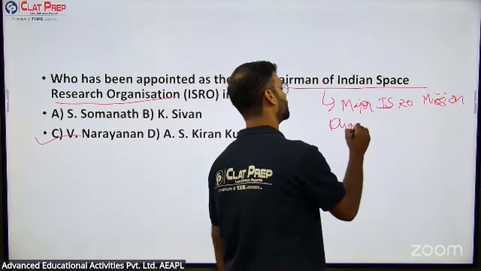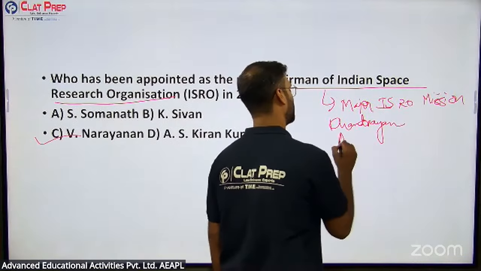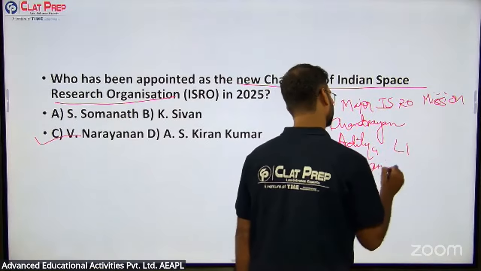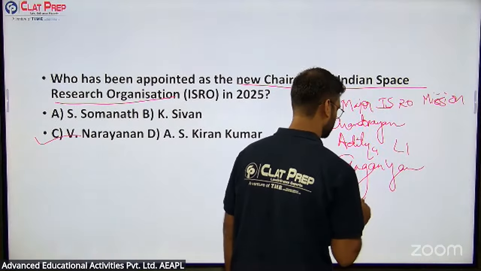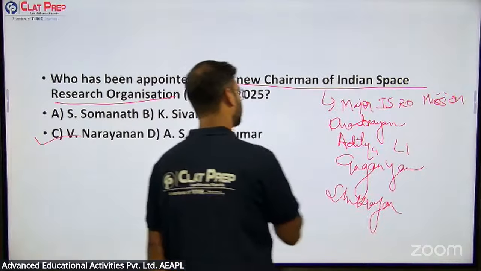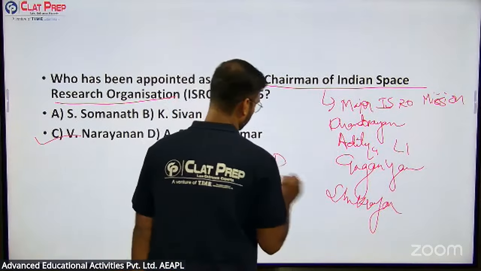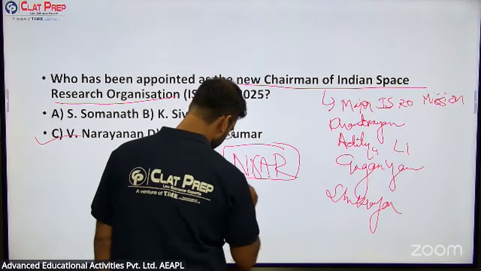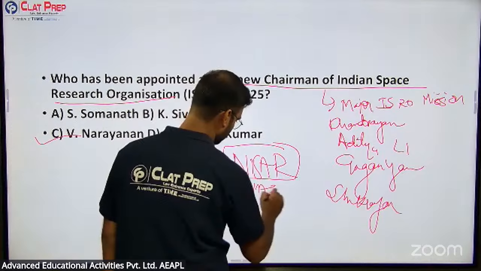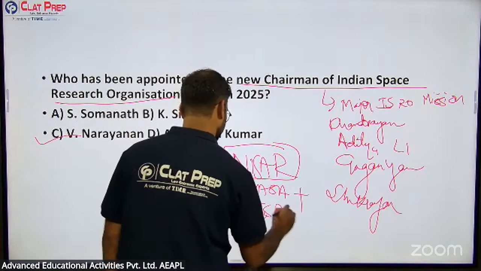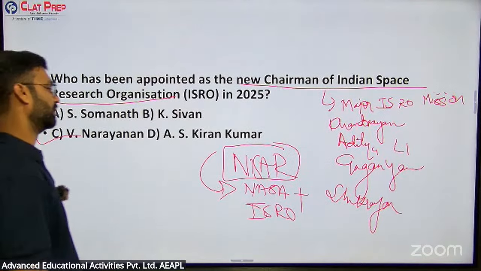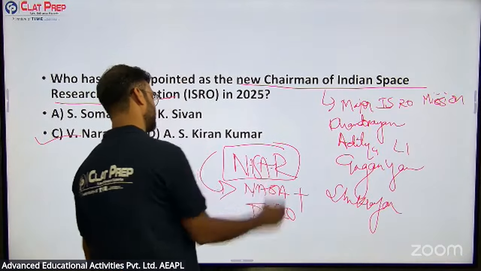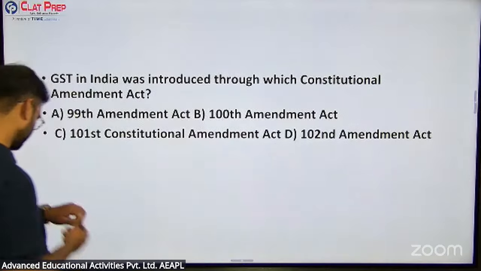So you should read about Chandrayaan, should know about Aditya L1, right? And the upcoming missions like Gaganyaan, Shukrayaan, and this year I think the Nisar mission is also very important. So you should know about Nisar as well. Nisar is a joint mission between NASA and ISRO. It stands for NASA ISRO Synthetic Aperture Radar. So you should know about the Nisar mission as well.